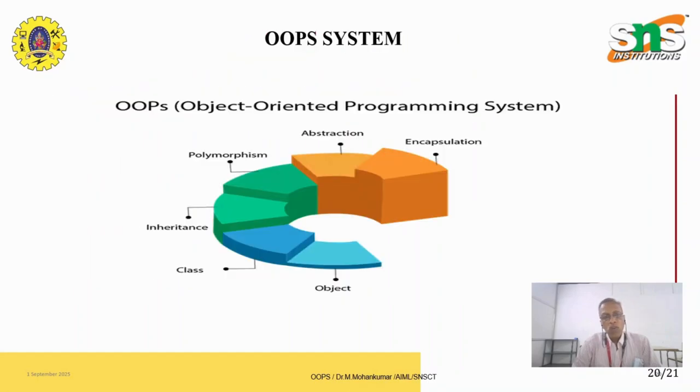This is the simple concept about the object-oriented programming system. We already discussed these two parts: how we declare the class and how we use the object. In the next units, we are going to discuss how the inheritance concept is used in Java, what the polymorphism concept is, and how the abstraction and encapsulation approaches are incorporated in the object-oriented programming system.